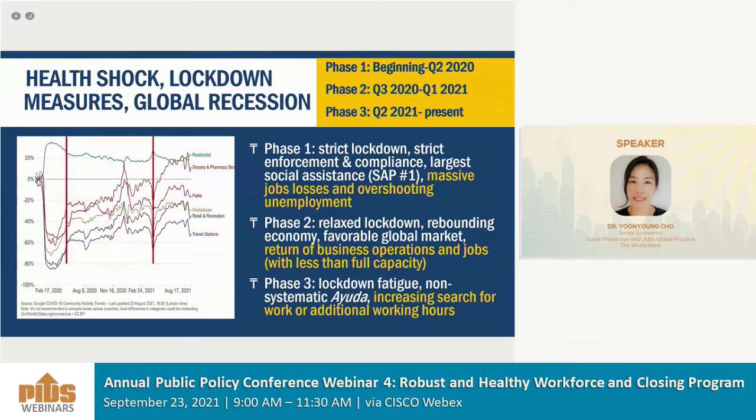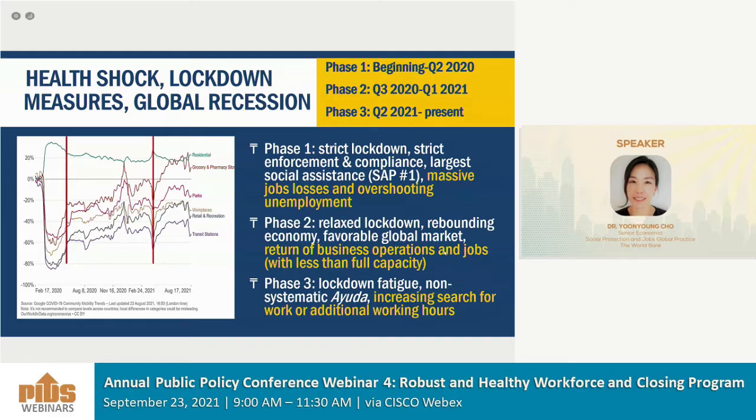So a lot of people have asked, what's the impact of COVID-19 on the labor market? But we are saying that the labor market impacts are not homogeneous, and depending on the period of time that we are looking into, there are different stages. We are looking into three different phases. The first phase is the beginning of the pandemic until May, June of 2020, when there was strict lockdown, strict enforcement, and strict compliance. The largest social assistance program, the social amelioration program, was implemented. Massive job losses, overshooting unemployment, you name it, it was a very difficult time.